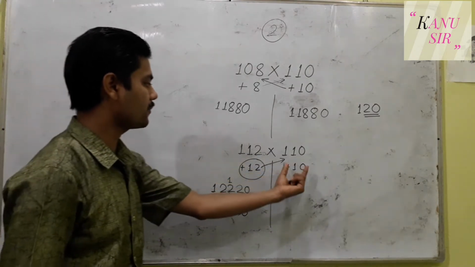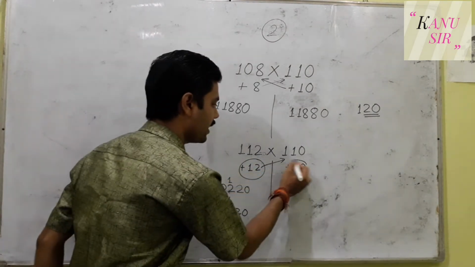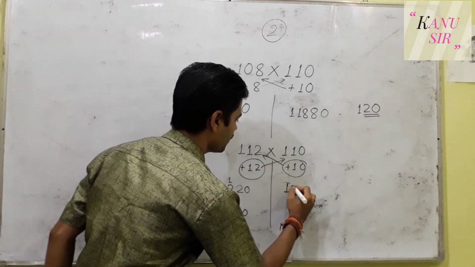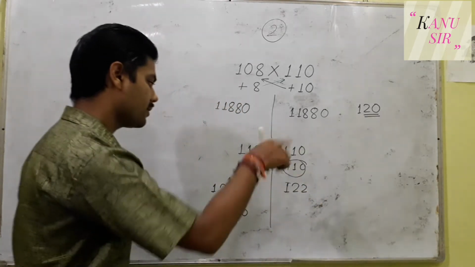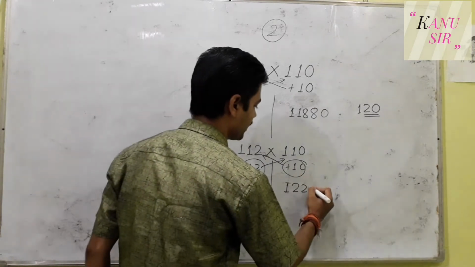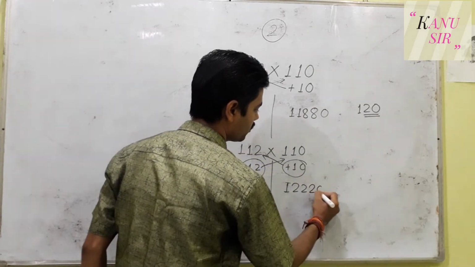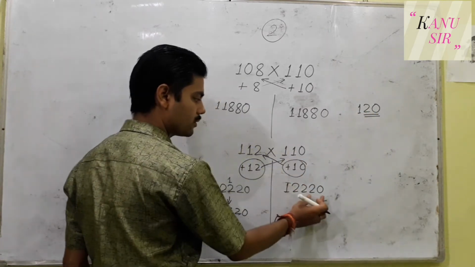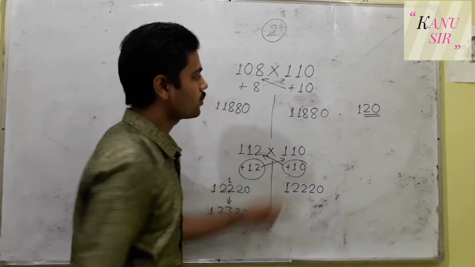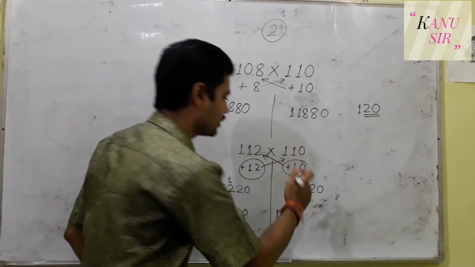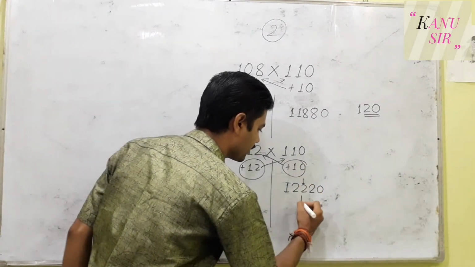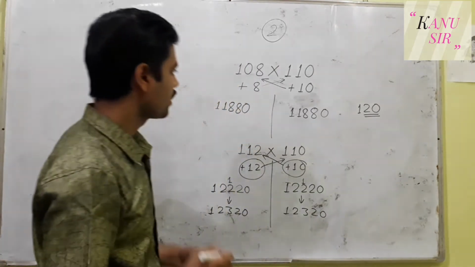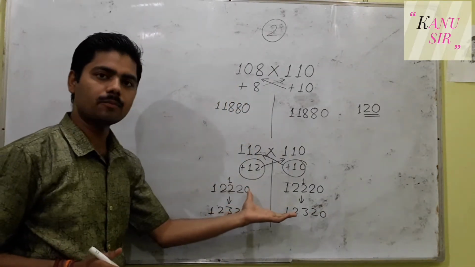And let us check from the other side. If you add 10 to 112, you will get 122, and the same process, 12 times 10, you will get 120, out of which you just have to write 20. Because it is a 3 digit number, we are just writing 2 digits here. So this 1 will be carried over to the next number here, and the answer comes 12320. So here is the second process.